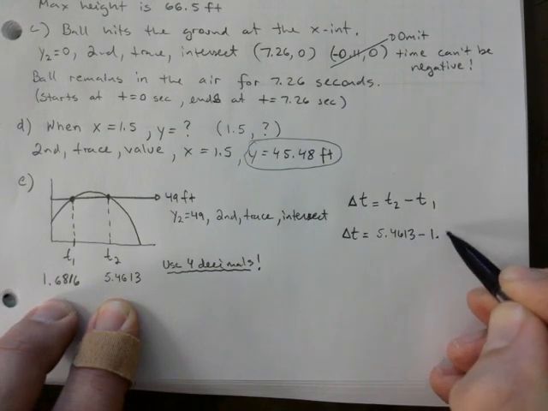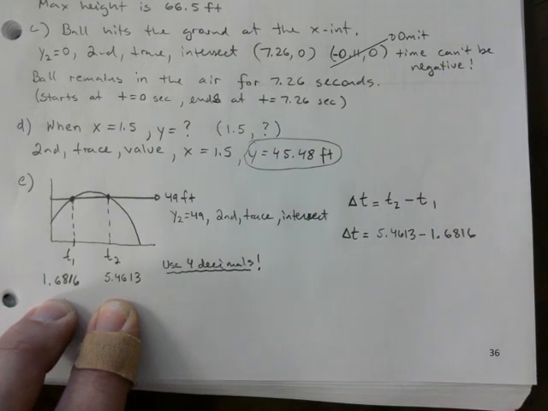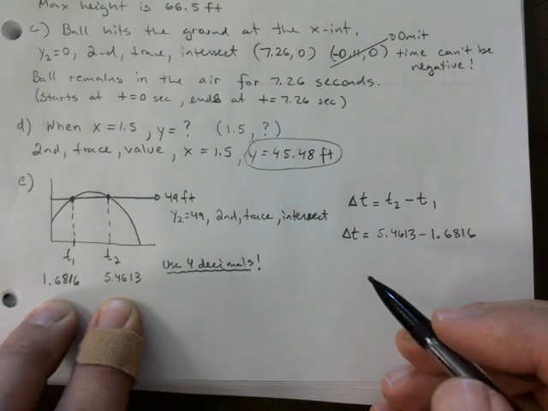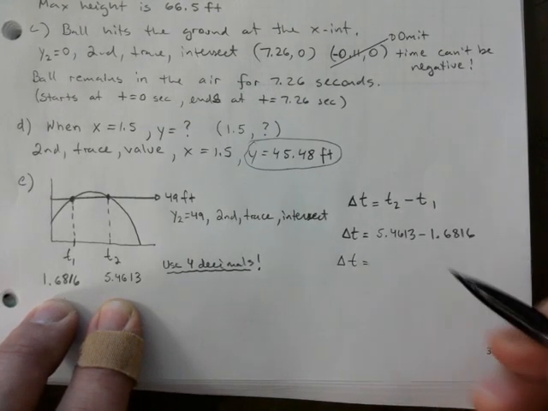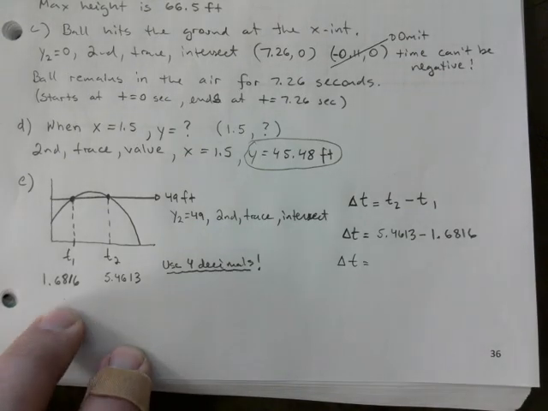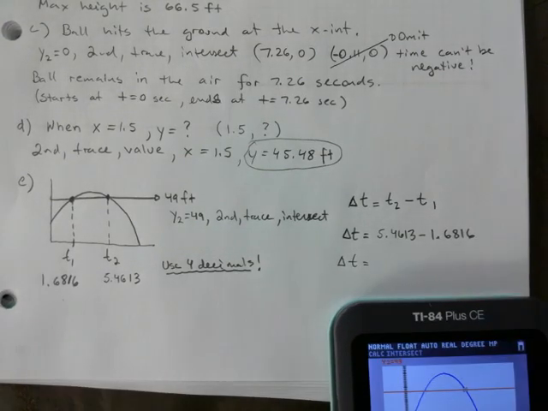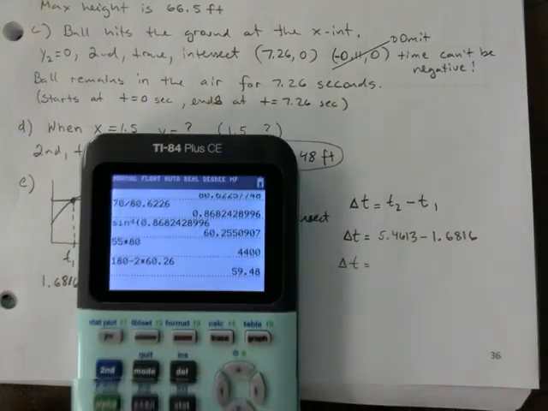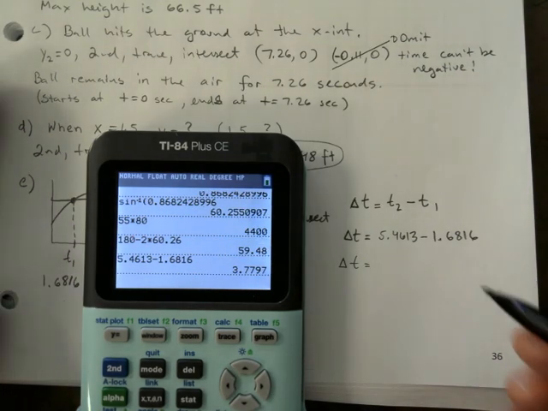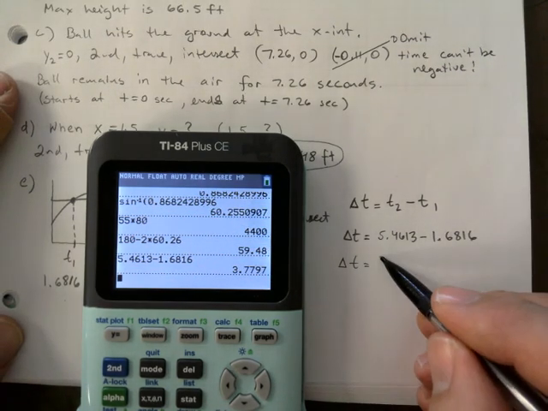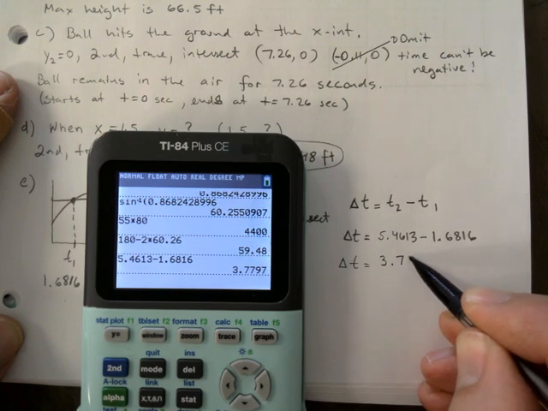5.4613 minus 1.6816. You know what's better than 4 decimals? All decimals. But I know that's a little tedious, so it's okay to not have the whole thing. So you either use mental math or you just go to your home screen, second quit, right? Second mode, I guess, quits the screen. And that's 3.78. So at this point, you can round to 2 decimals.